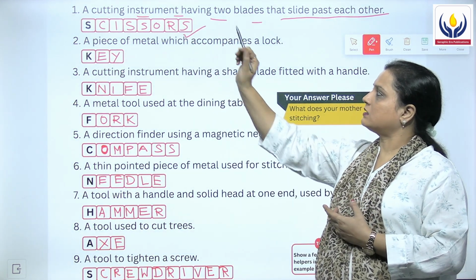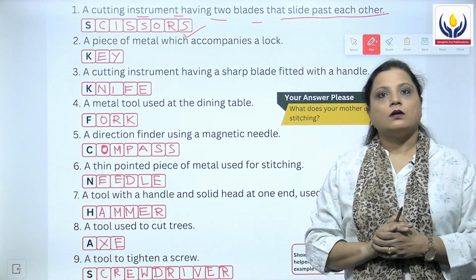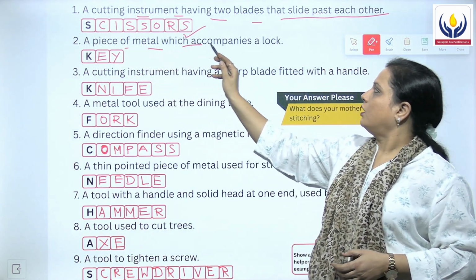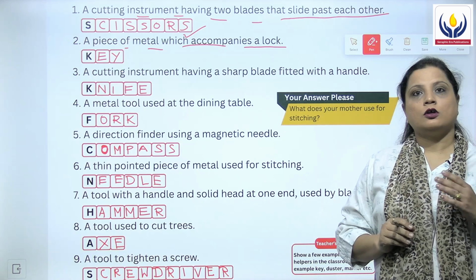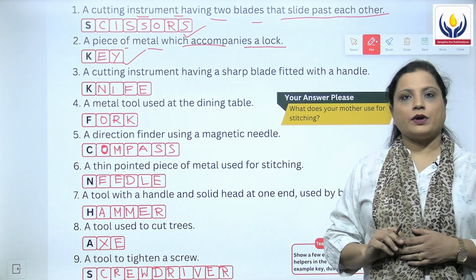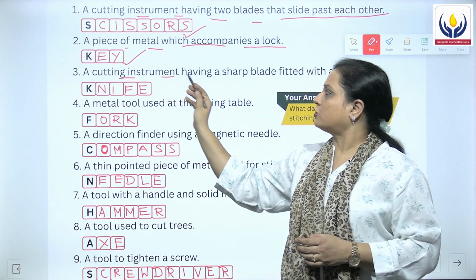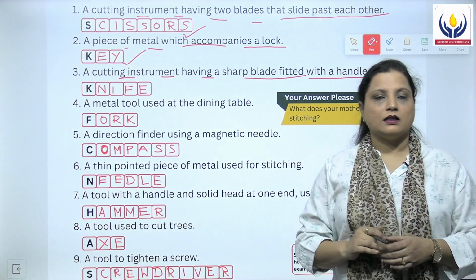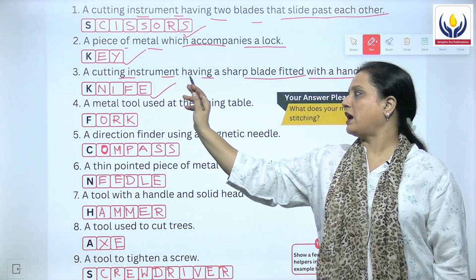The answer is scissors. Then the next question is a piece of metal which accompanies a lock. And the answer is key. The next question is a cutting instrument having a sharp blade fitted with a handle, and the answer is knife.